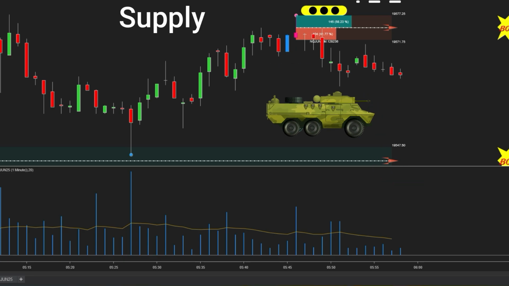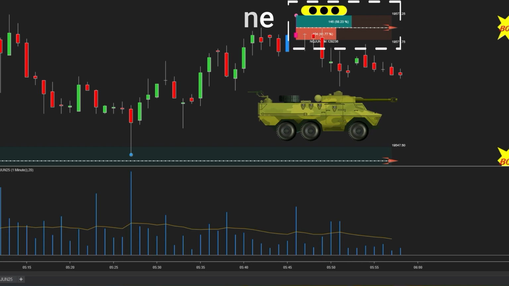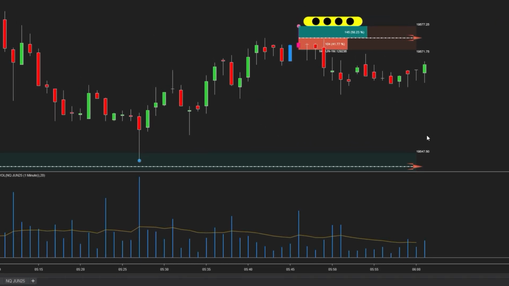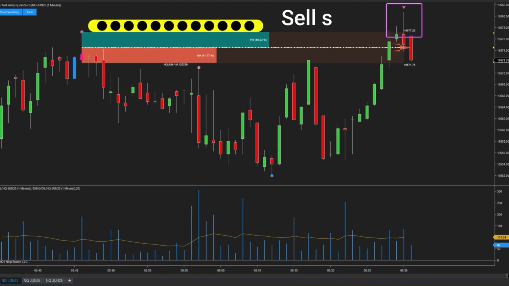At this point, after the power shift has been confirmed, a supply zone is formed right at the swing high area. Sell signals will be detected right at this supply zone. There are several exciting details about how these signals are generated, but we'll dive into that in the next section.